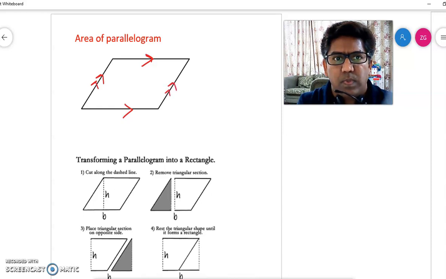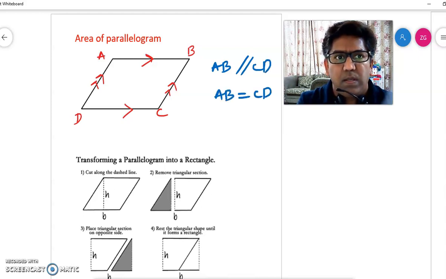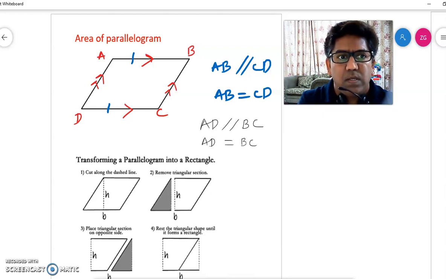So if you name the quadrilateral as ABCD, AB is parallel to CD and AB is equal to CD. Also AD is parallel to BC and AD is equal to BC.